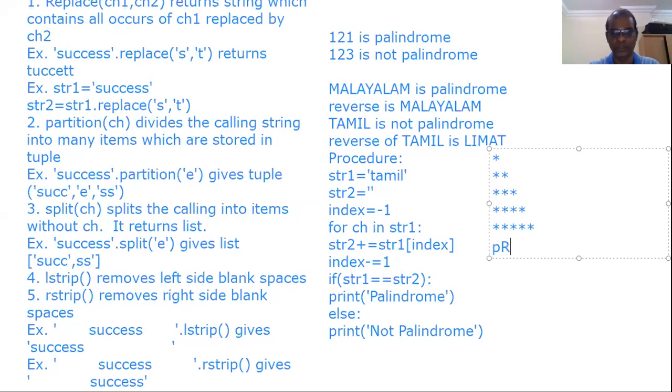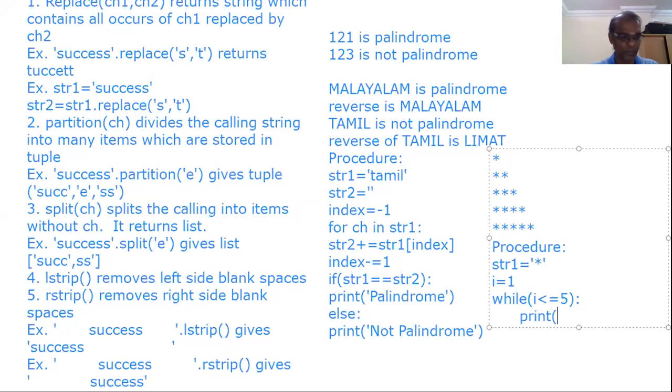Procedure. Here we have to declare one variable, str1, assigned with a star. We should have one loop: while I is less than or equal to 5. This loop should be executed 5 times. Now print str1 star I, that's all. Then I should be incremented by 1.